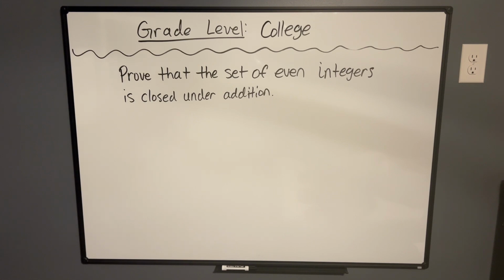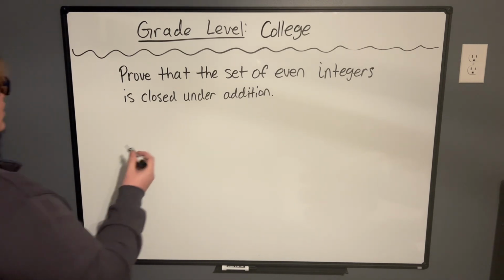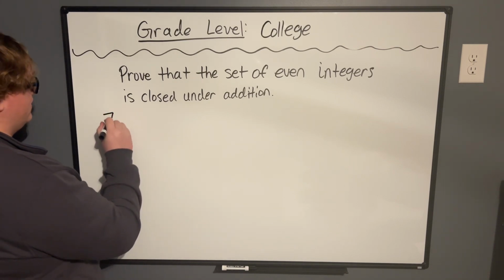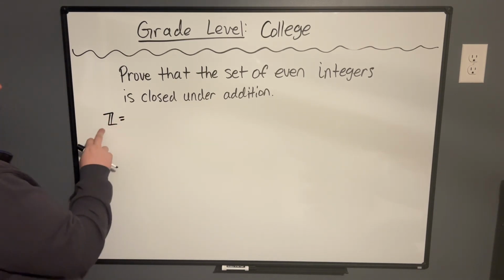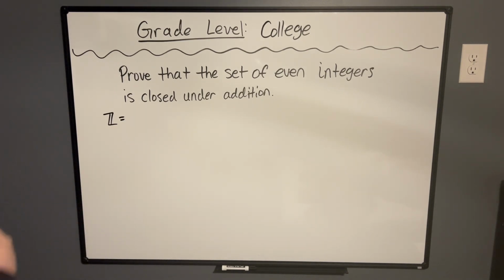So, for example, with this question, we want to prove that the set of even integers is closed under addition. Now, the terminology may be a little confusing, but let's remember what the integers are. Usually we denote that with a Z like this. I don't actually know what it's called, but it's a Z with kind of two lines down the middle of it.